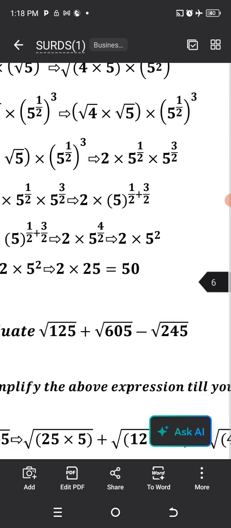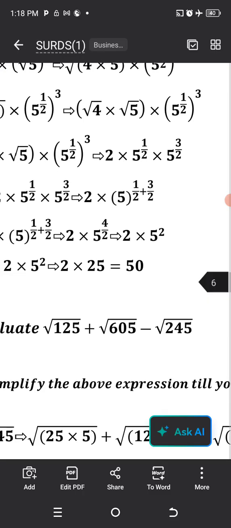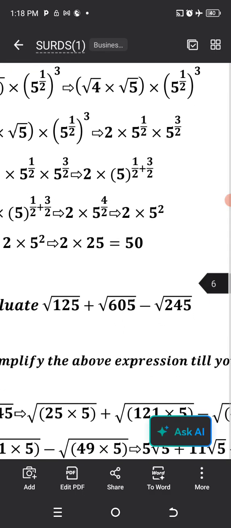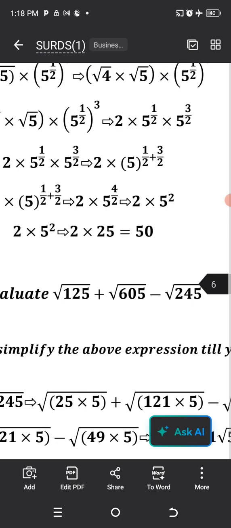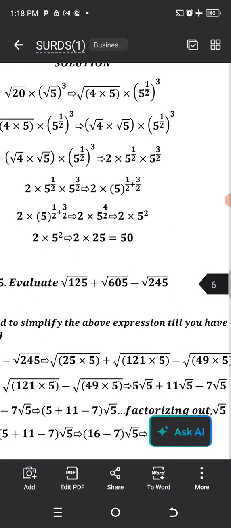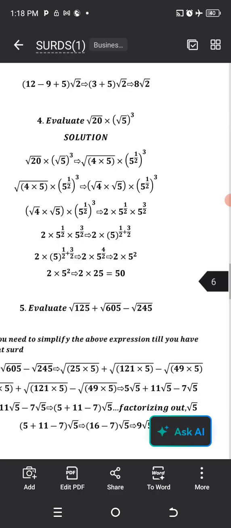So 2 multiplied by 5 raised to power 2 is what? 5 raised to power 2 is 25. So 2 times 25 will definitely give you 50. So just follow the rules and you will find it easier to tackle any mathematics question.